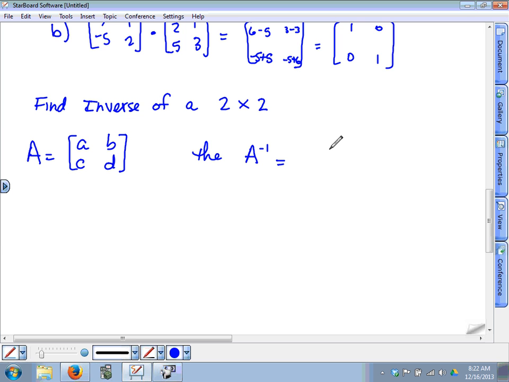It's part of that. A and D have to switch spots, so this first entry becomes D, and the bottom right corner becomes A. Would it be negative B and negative C? Well, it becomes the opposite of B here and the opposite of C there, but there's a little multiplier out in front. We have to have a scalar multiplier, and that scalar is 1 over the determinant of A. That's a hard equation. This is the formula for finding the inverse. This will not be given to you on the exam.